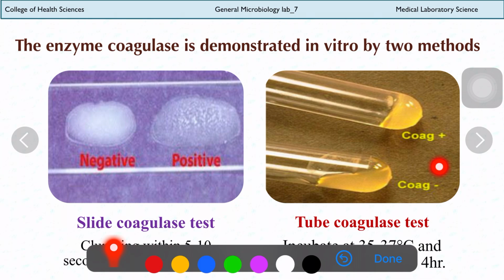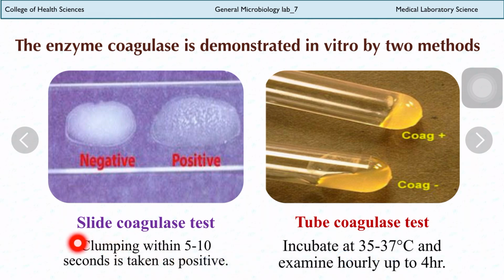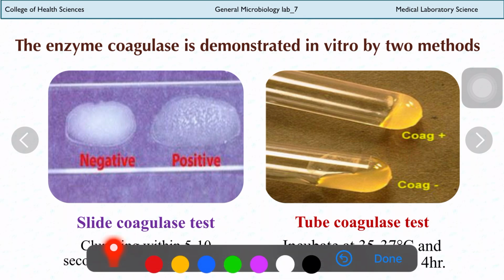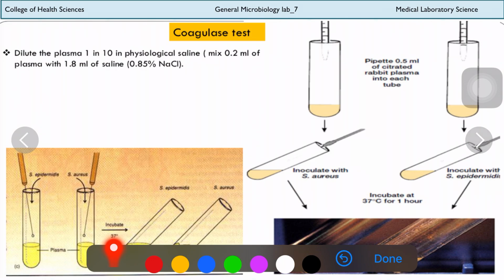Regarding the incubation time, be careful. Regarding the slide method, you have to wait for about 5 to 10 seconds, but regarding the tube method, you have to incubate at 37 for about 4 hours. If you see clotting after 2 hours, that's a positive result, but if there is no clotting, you have to wait for up to 4 hours, and you have to incubate the test tube at 37.